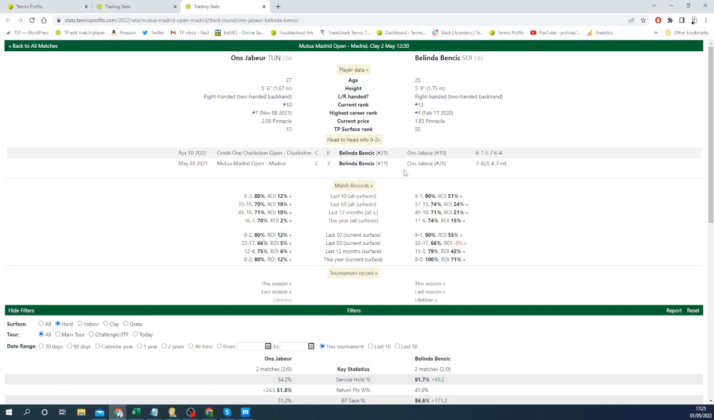Previous matches, Bencic has won both theirs. It tells you when they played, the tournament, the surface they played in, what round it was, and the result. So both matches on clay. First one 2022 went to 3 sets, and the one in 2021, which was actually in this same tournament, Jabeur retired in the second set.